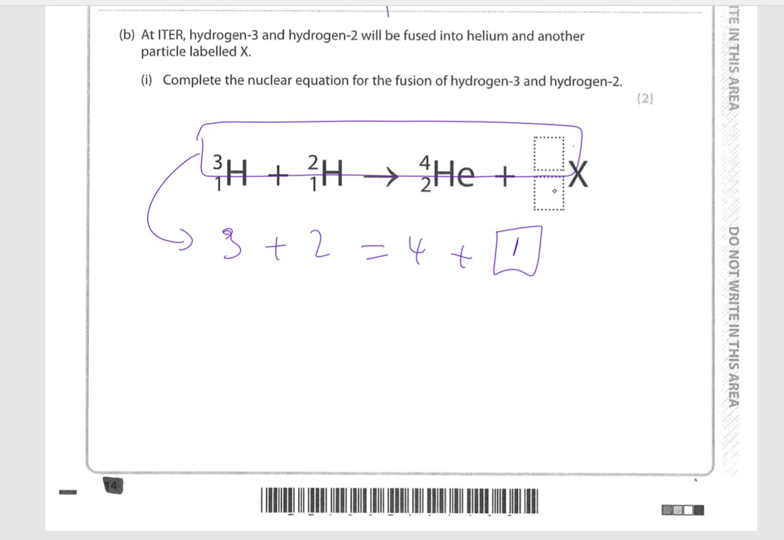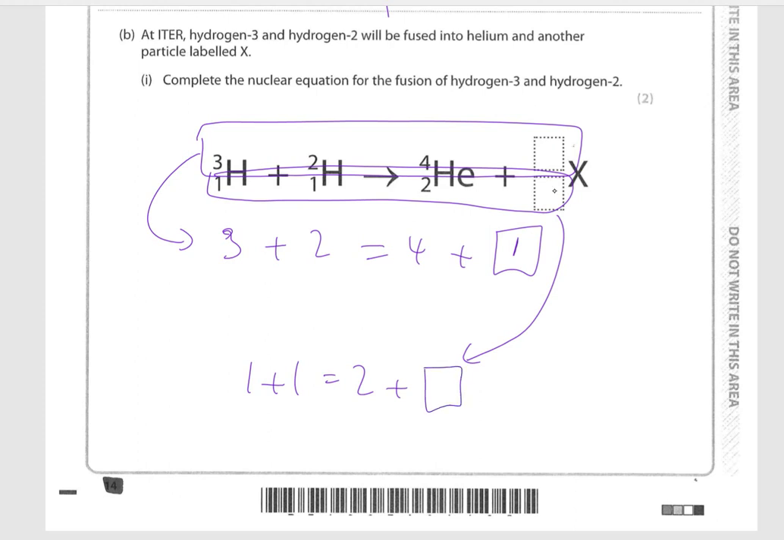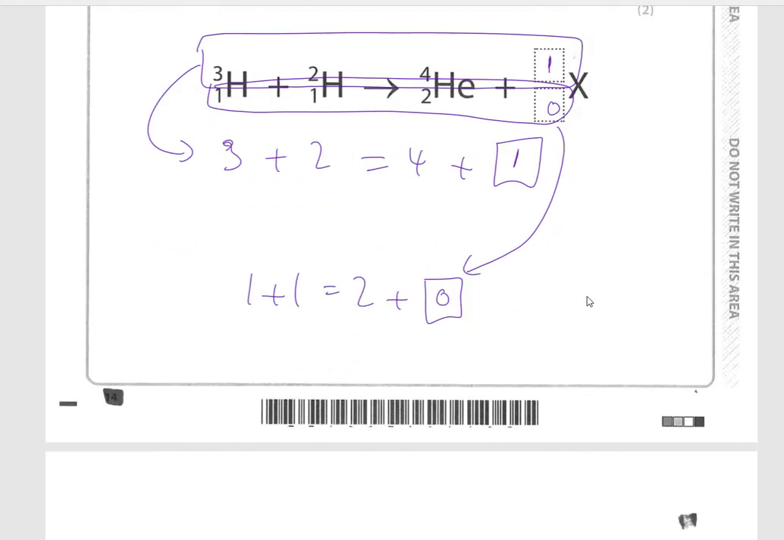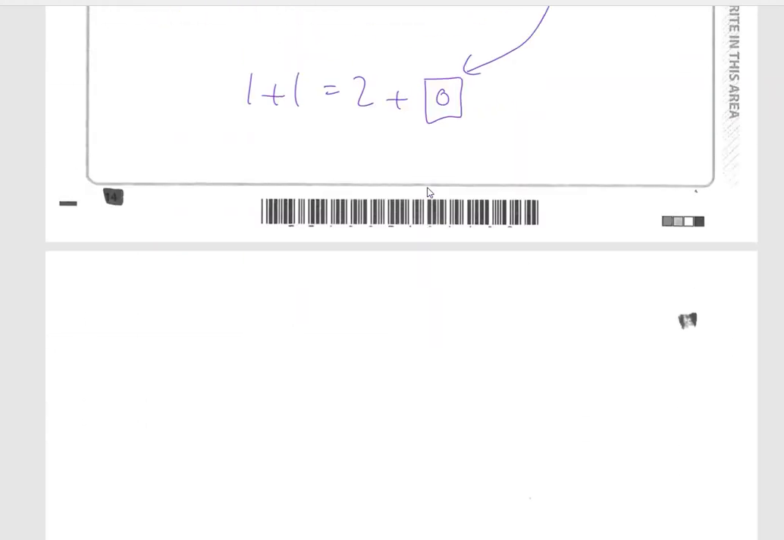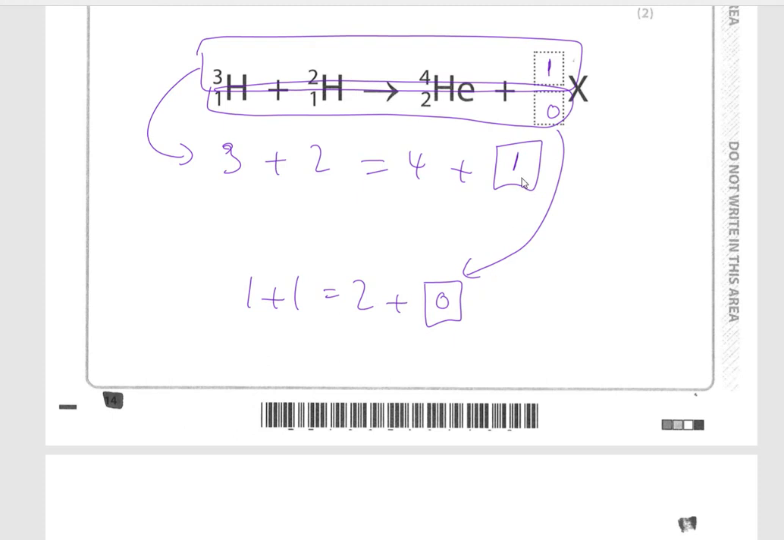And then at the bottom, same thing. We've got 1 plus 1 is equal to 2 plus what number? So this number must be 0. So therefore the answer is 1, 0 over there. So that's how we work this out. Basic maths. Again, if you mess this up, you need to wake up.